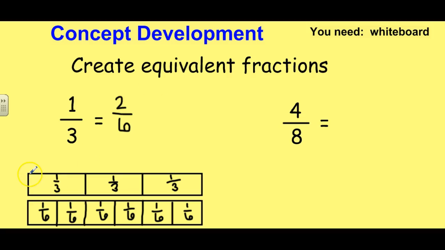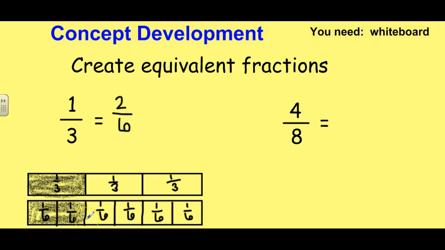So on your paper, I want you to shade in 1/3, and then I want you to shade in 2/6, and we're going to see if those are equal to the same amount. If they have the same amount of space shaded, then we know that these fractions are equivalent. And as you can see on the screen, and hopefully as you are doing it on your paper, we do have the same amount of space shaded. So that does tell me that 1/3 and 2/6 are equivalent.